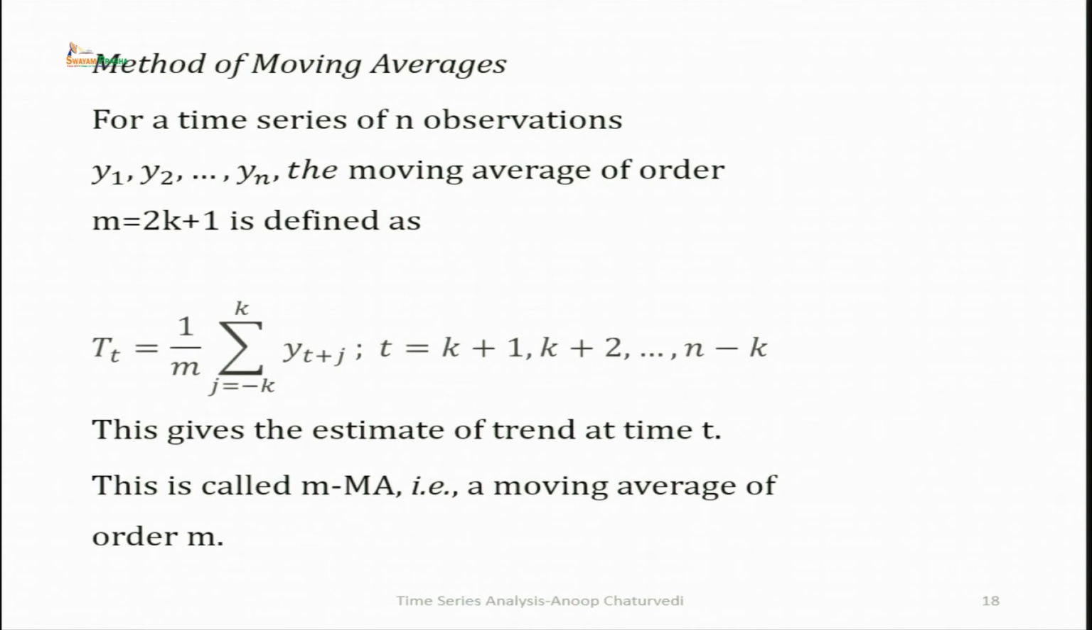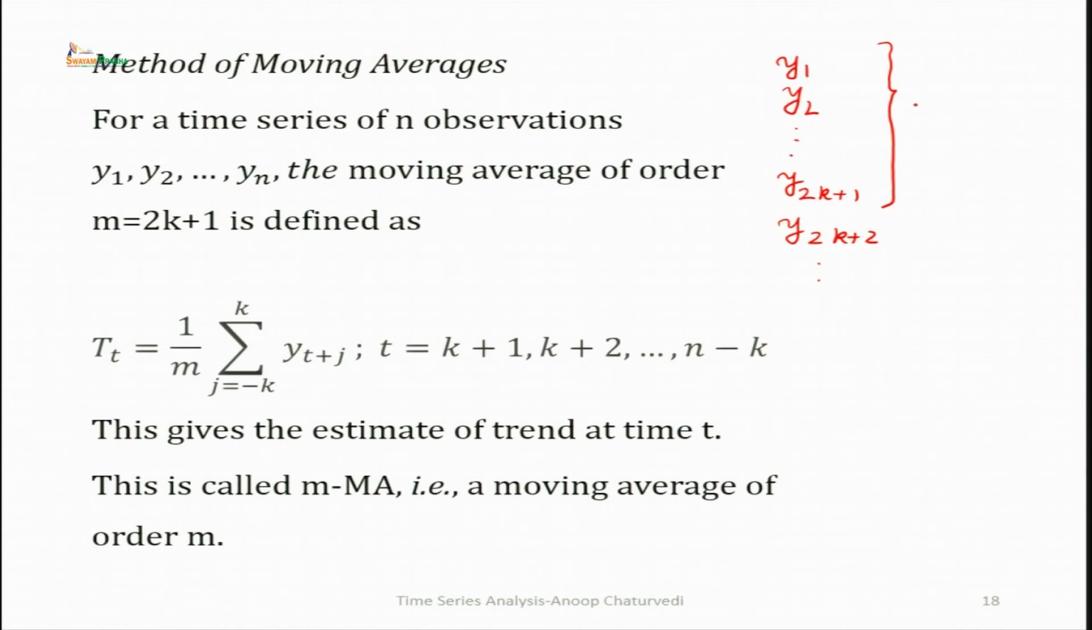So, basically what we have done, we have time series y 1, y 2, we go up to y 2 k plus 1, y 2 k plus 2, so on. So, first we calculate the average of these 2 k plus 1 observations.